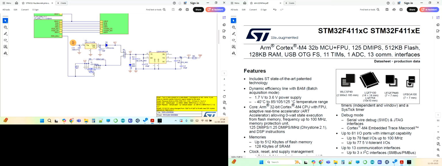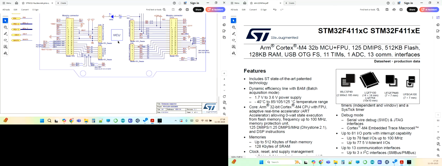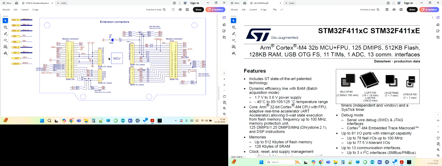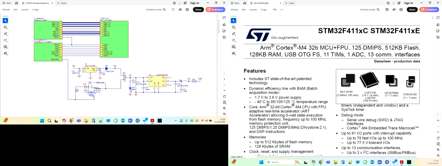So what about VIN? Where does VIN come from? Okay, VIN, if you scroll down to the connectors, it's from the Morpho connector or the Arduino connector. You can see Arduino connector 8th pin or the Morpho connector 24th pin has an option to provide input to this particular Nucleo board, from which VIN is connected, and this VIN is routed to this regulator which further generates the 5 volts.